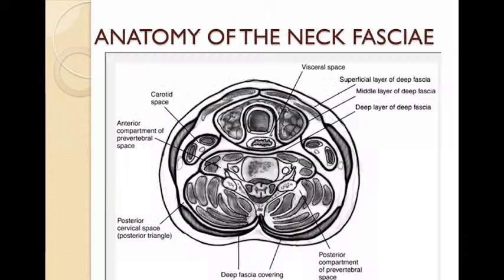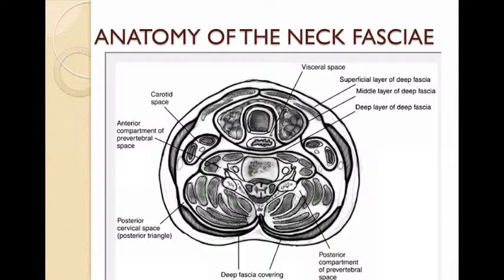So this is what I was trying to say, that there are so many spaces that count as the deep space. Okay, so you can have the carotid space, you have the anterior compartment of the prevertebral space, and sometimes when you go high up in the neck, you have the parapharyngeal space. All right, you have now what we call the retropharyngeal space, which is usually a bit lower down, but usually around this region.